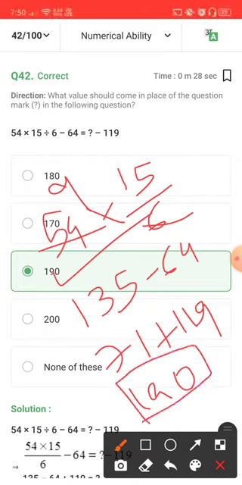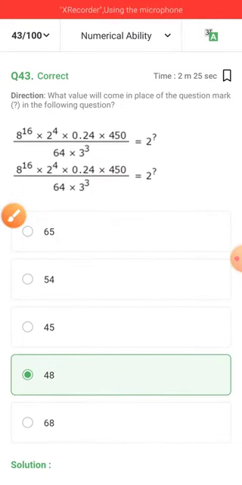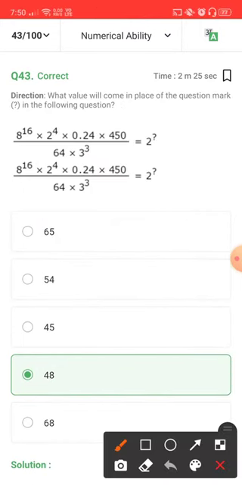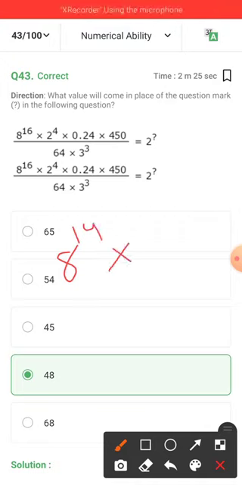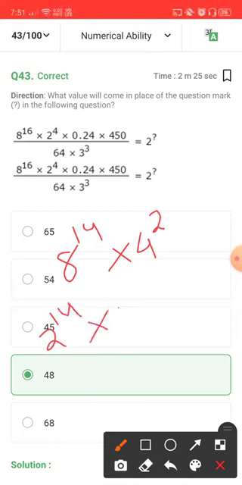Now next one. It's a huge problem. 8 raised to 16 by 64. That is 8 square. So that became 8 raised to 14. 2 raised to 4 can be written as 4 square. Am I right? Yeah. Then we have to look on that. 8 raised to 16 can be written as 2 into 4. So 2 raised to 14 into 4 raised to 14, which is then 4 square.